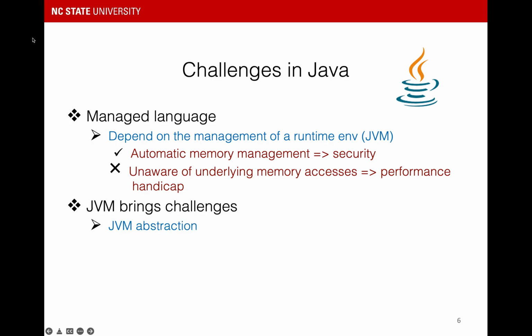Also, the JVM brings challenges for profiling, that is, JVM abstraction. The JVM is a virtual machine that runs Java class files in a portable way. Being a virtual machine means the JVM is an abstraction of an underlying actual machine, regardless of what operating system or hardware is actually present. The JVM creates a predictable environment for a program to run within.